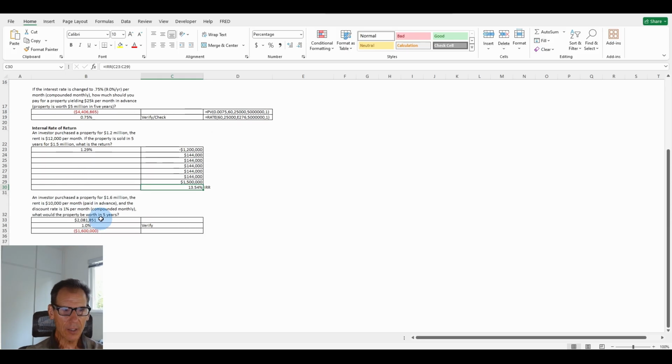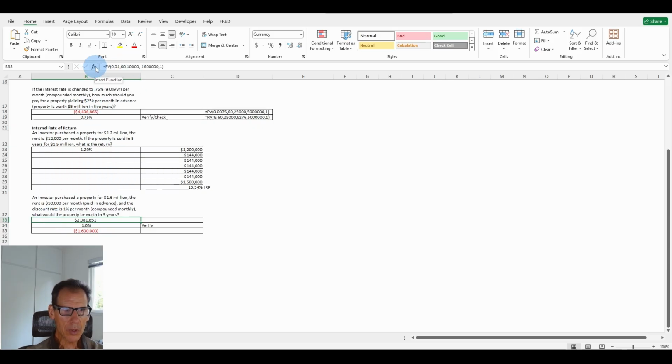And lastly, an investor purchased a property for $1.6 million. The rent is 10 grand per month. And the discount rate is 1% per month, compounded monthly. What would the property be worth in 5 years? Think about it. We're trying to figure out future value, looking forward. We have 1.6 million, which is going to be your present value. You're going to have 10 grand per month cash flow. You're going to have a rate of 0.01 a month, or 12%. And number of periods is 60.